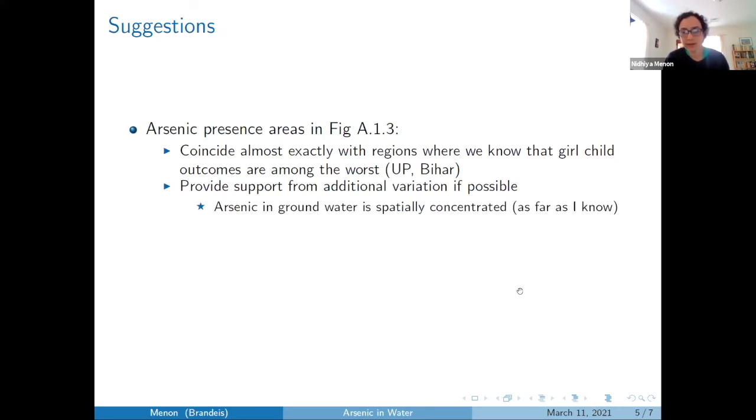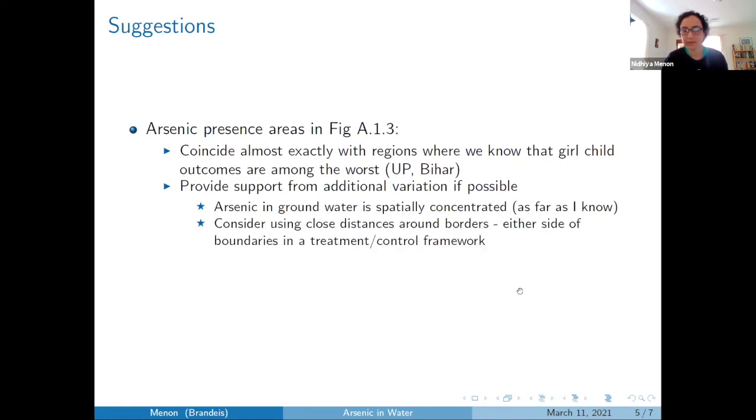I haven't worked on arsenic, but my understanding is that arsenic in groundwater is spatially concentrated. So within the same district, you can have neighboring villages where one village, or even certain wells in that village, have arsenic contaminated water, and in that same village, other wells don't. So getting into a more narrow context would help.